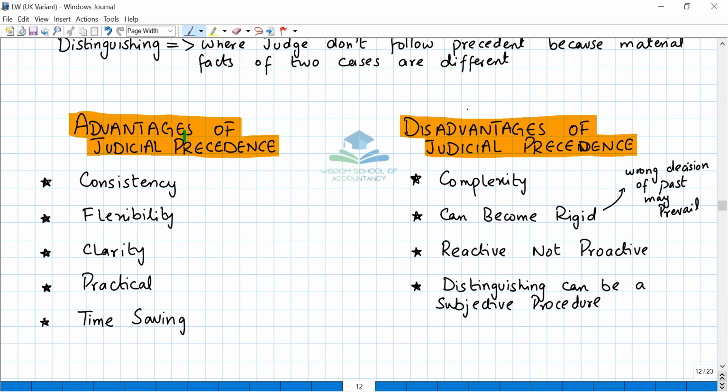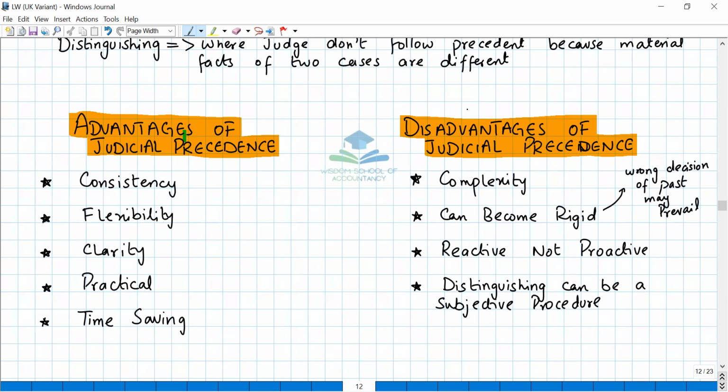It can become rigid. Wrong decisions of the past may prevail. If the law is not adapted according to the changes in society, the wrong decisions can be carried forward in the future, right? Let's say a judge made a decision back like 200 years ago, and that decision was not made right by the judge, but the same decision can still be followed, if that decision was not adapted. So it can become rigid. Okay, it's a "can" situation.